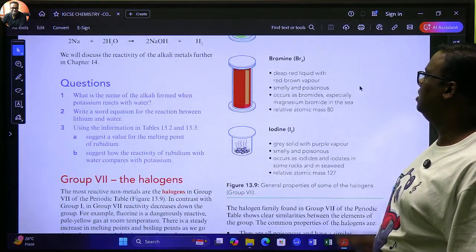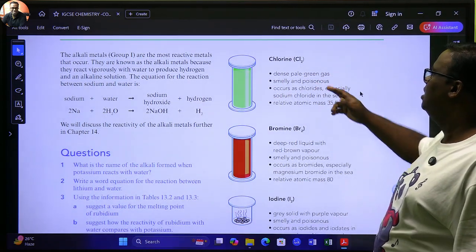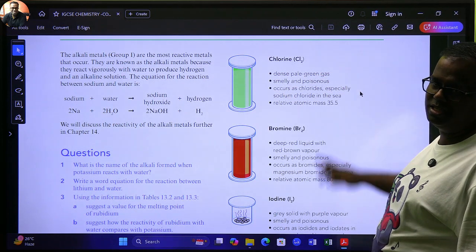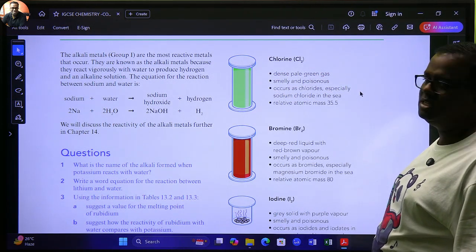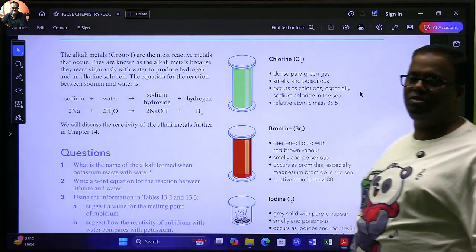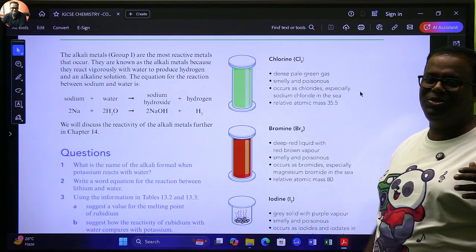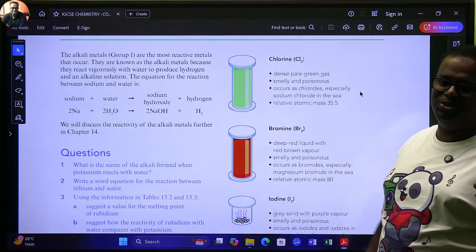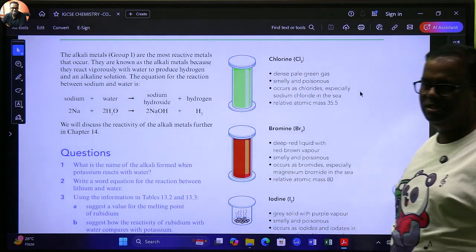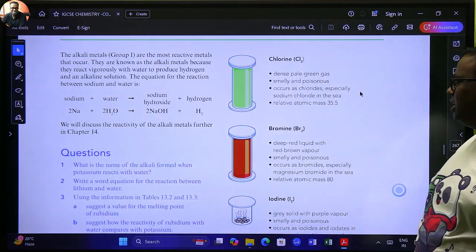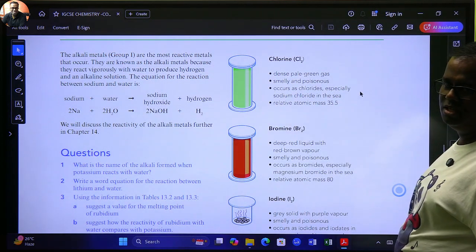So this is usually an ATP question. Chlorine, dense pale green gas. Chlorine is a green gas. You say CGI, computer graphics, like that; in the exam they will give you formulas to remember it like this. Chlorine, because you are not going to a lab, so you will not remember. Chlorine is a green gas. Bromine is always brownish, like rust color. Chlorine is smelly and poisonous.